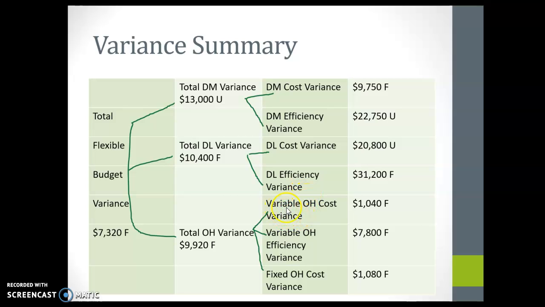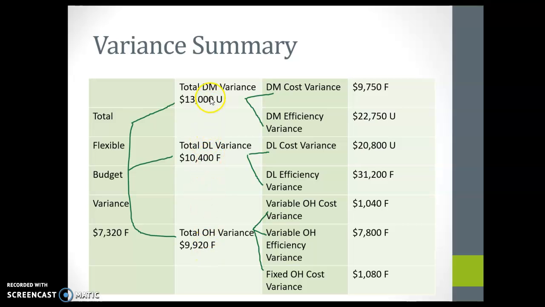Okay, for the overhead, we had the variable overhead cost variance of $1,040 favorable, the variable overhead efficiency variance of $7,800 favorable. They're both favorable, so instead of subtracting like we did on these other ones, we add those two together. Then we also had the fixed overhead cost variance, which was $1,080 favorable. All three of those favorable, we total them all together, so we have a grand total overhead variance of $9,920.